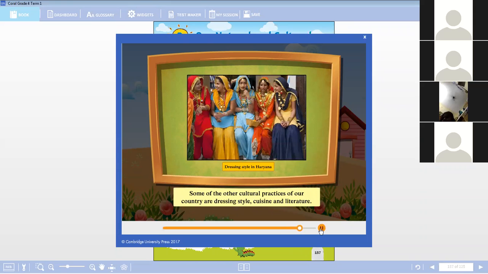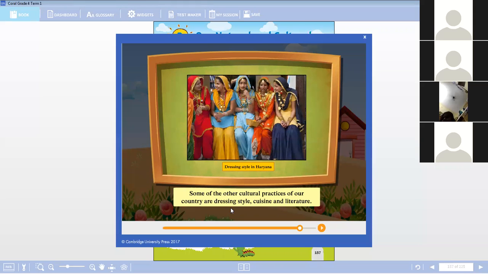Other culture and practices, children. Some of the other cultural practices of our country are the children, animals, plants, forests, buildings, dance forms, music, sculptures, paintings, and everything. These are some of the other cultural practices, like dressing style.